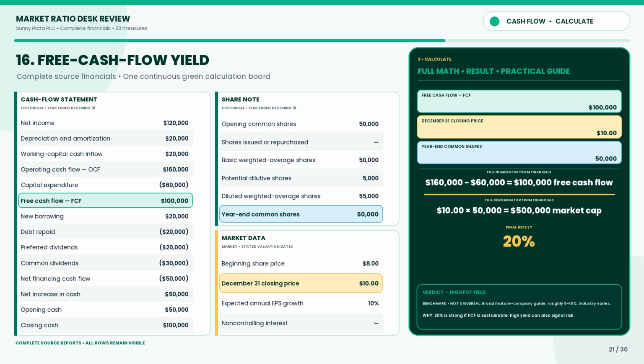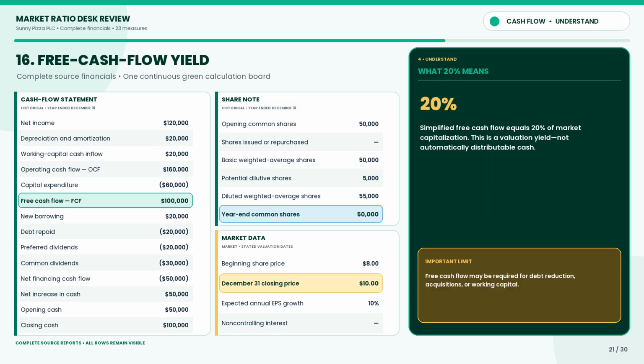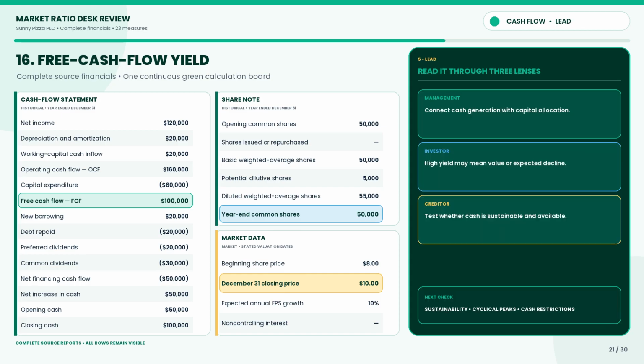The market uses the yield as the percentage form inverse of P/FCF. Management can see whether cash generation supports valuation and capital allocation. Investors may view a high yield as attractive, but it can also signal expected decline. Creditors should analyze whether the cash is sustainable and genuinely available after mandatory claims.